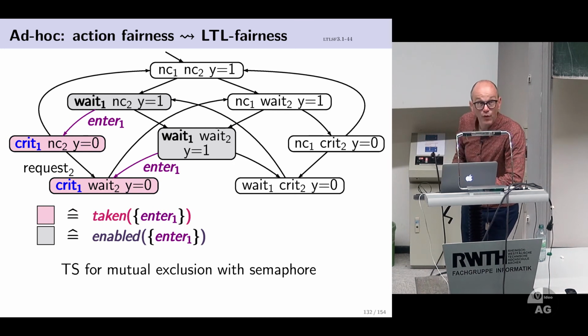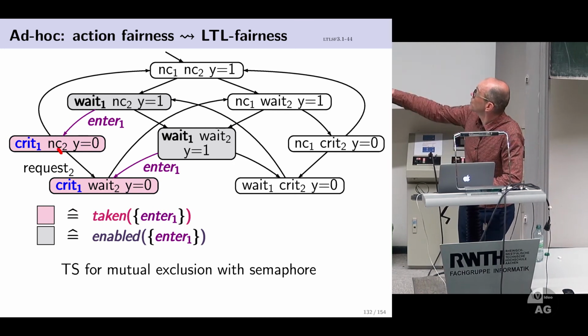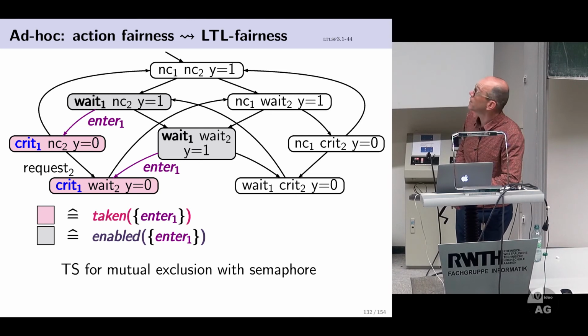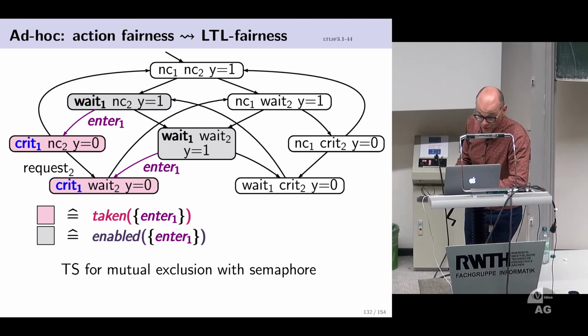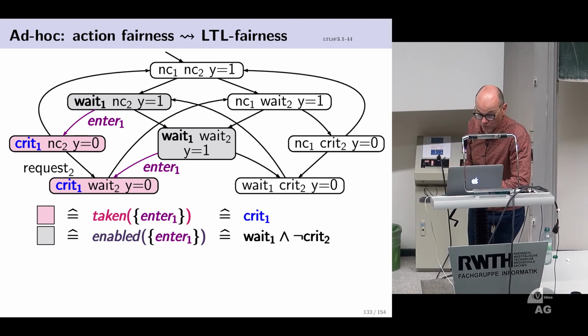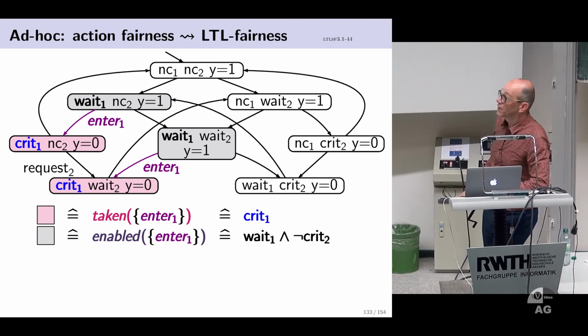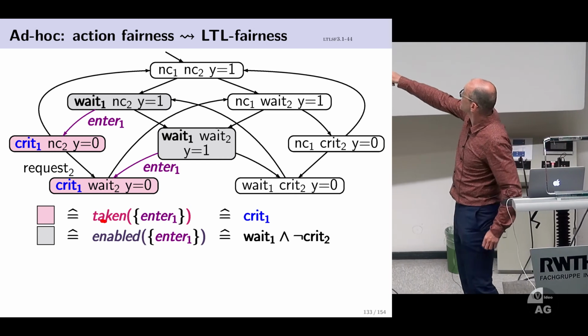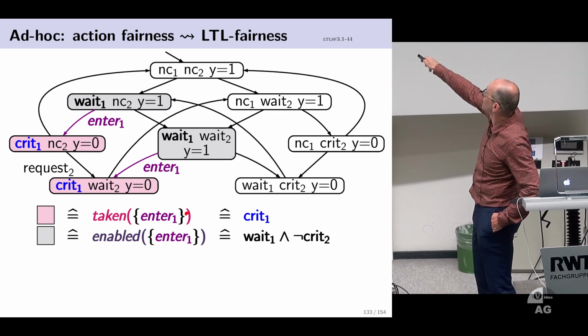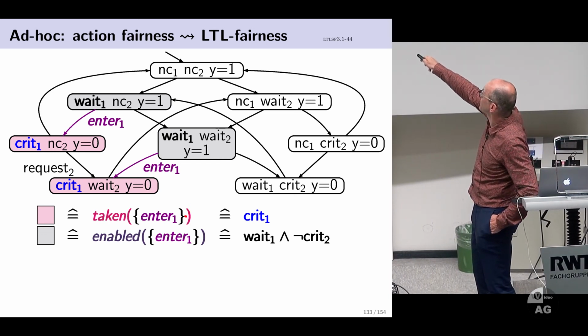Now you would like to say when is enter 1 taken? Well, this is true in those two pink states, because those are the two states that you can reach by doing an enter transition. So now what you try to do is you cast this atomic proposition, as you can see from the transition system, is equivalent. You would like to characterize the two pink states.